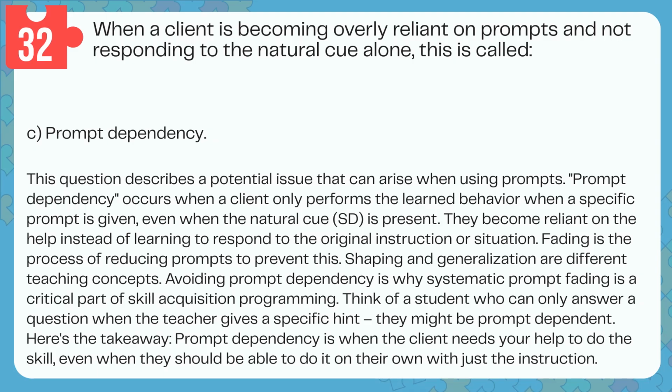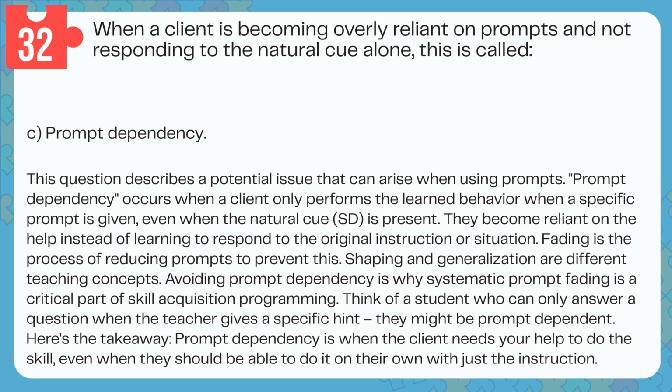Prompt dependency occurs when a client only performs the learned behavior when a specific prompt is given, even when the natural cue, SD, is present. They become reliant on the help instead of learning to respond to the original instruction or situation. Fading is the process of reducing prompts to prevent this. Shaping and generalization are different teaching concepts. Avoiding prompt dependency is why systematic prompt fading is a critical part of skill acquisition programming.